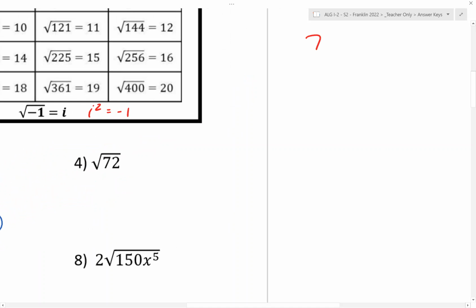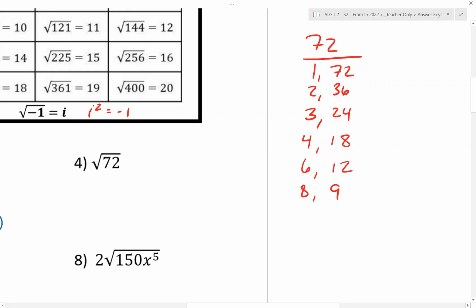So just as an example, we can list out some factors of 72, like 1 and 72, 2 and 36, 3 and 24, 4 and 18, 6 and 12, 8 and 9, and I think that's it. But now out of all these factor pairs, only 2 of them have perfect squares, but of those 2, 36 is the biggest one. So that's the one we want to use.